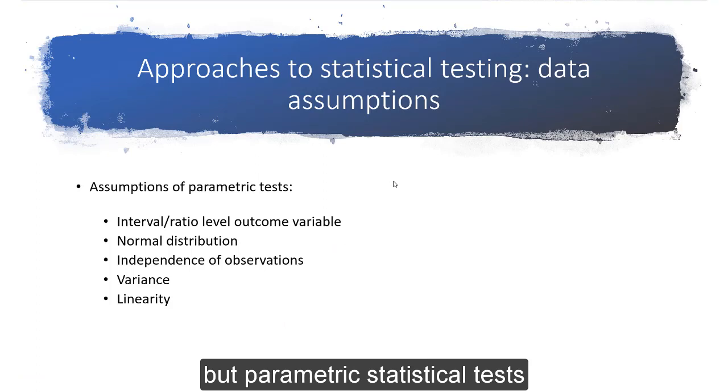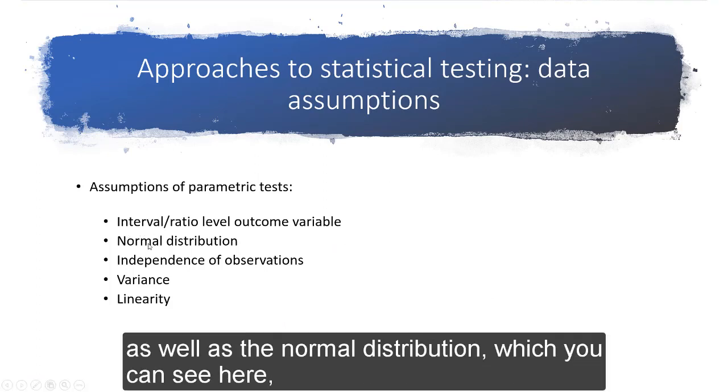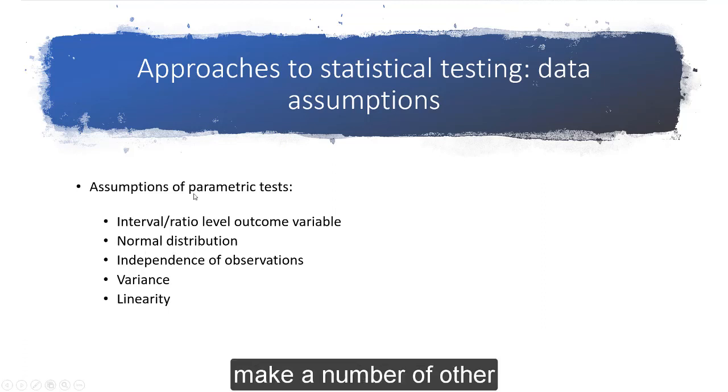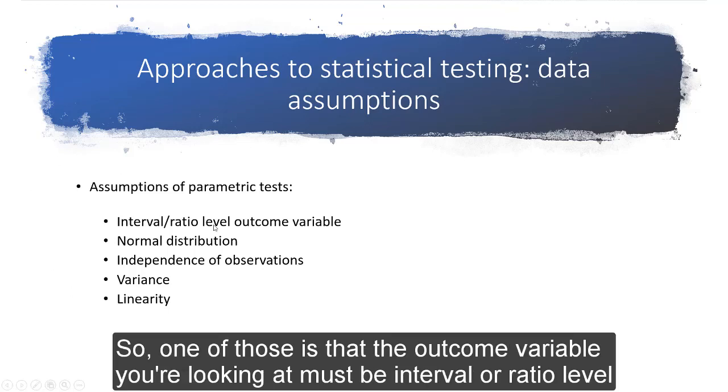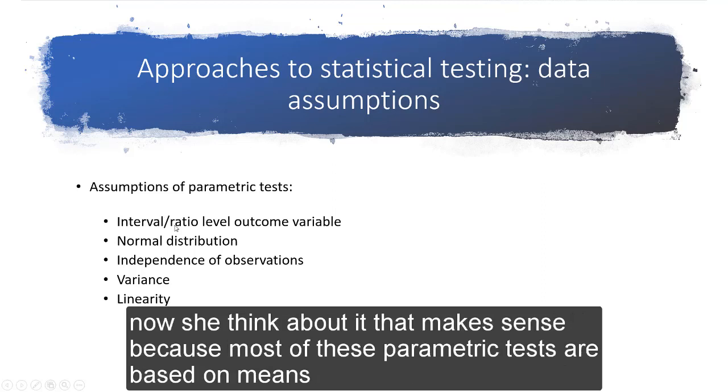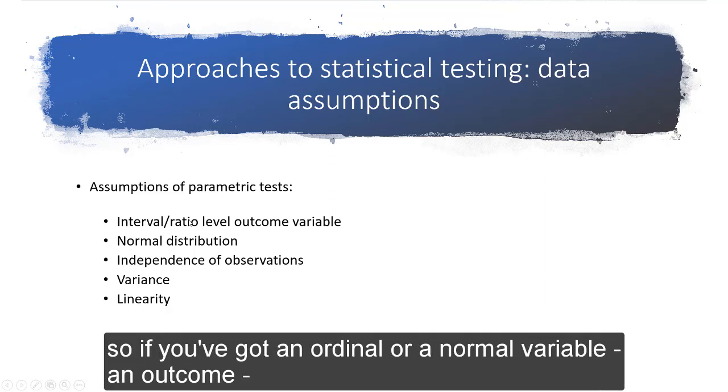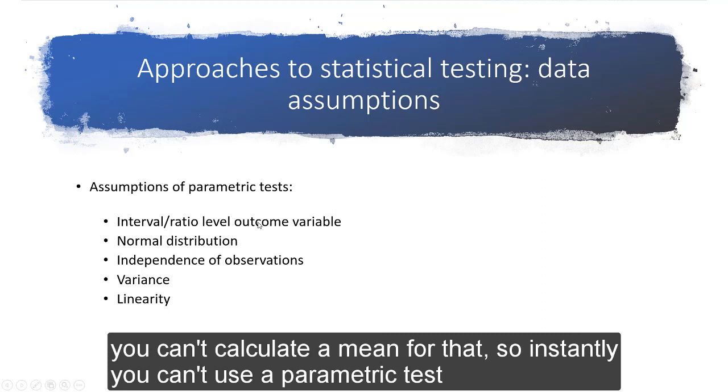But parametric statistical tests, as well as the normal distribution, which you can see here, make a number of other assumptions about your data. One of those is that the outcome variable you're looking at must be interval or ratio level. If you think about it, that makes sense because most of these parametric tests are based on means. So if you've got an ordinal or a nominal outcome variable, you can't calculate a mean for that, so instantly you can't use a parametric test.